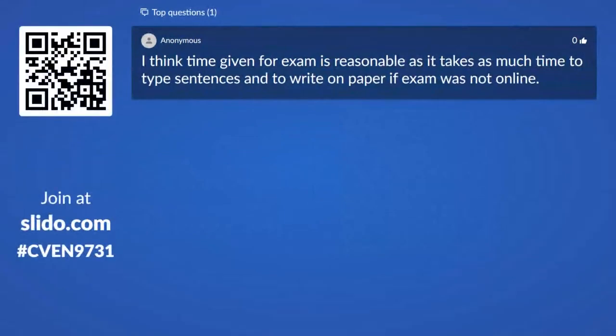I think the time given for exam is reasonable as it takes much time to type sentences and to write on paper if exam was not online. I think some people are faster on typing rather than writing. For me, it's similar, but I mean, the only way to do the exam is just to have it been typed because of this environment.